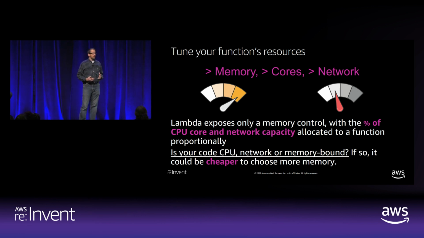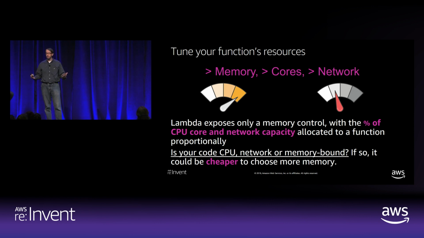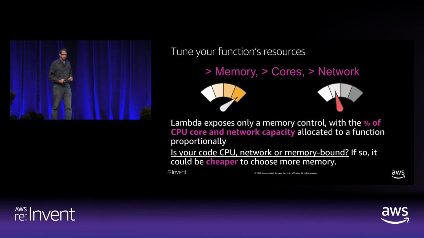And this is important because a lot of times we see customers save money by turning that dial up. Don't just start with the smallest 128 megs and say, well, it's going to be the least expensive, that's my primary driver. Sometimes turning that up alleviates bottlenecks and makes your entire Lambda function execute quicker. We see that happen quite a bit.